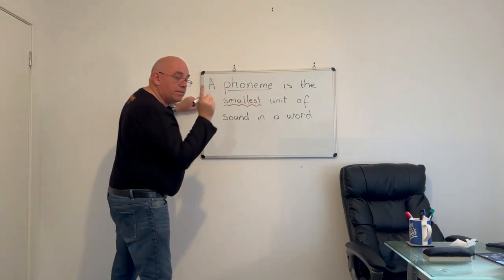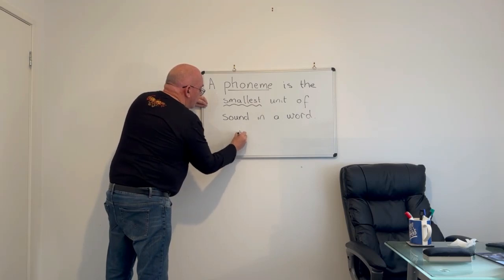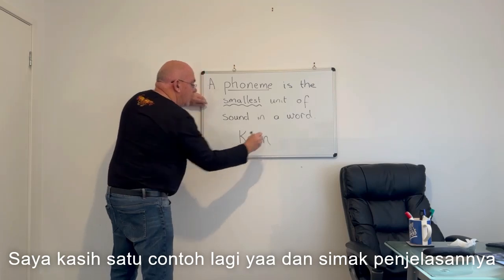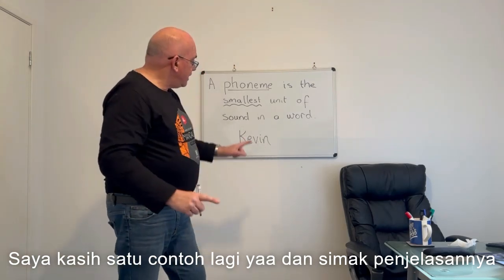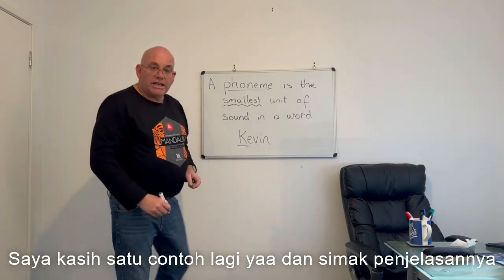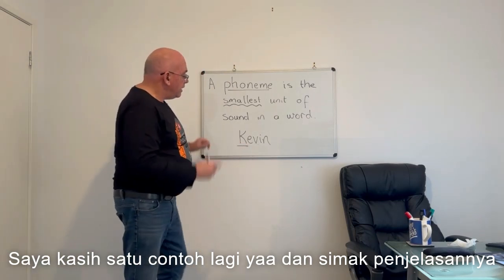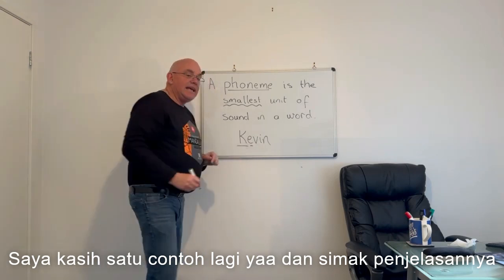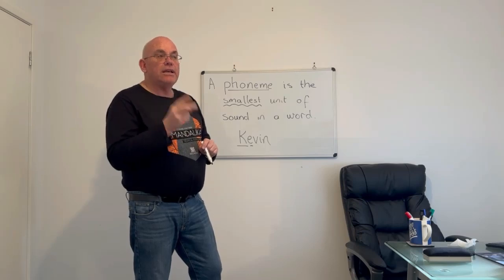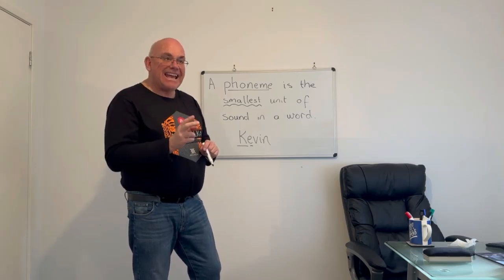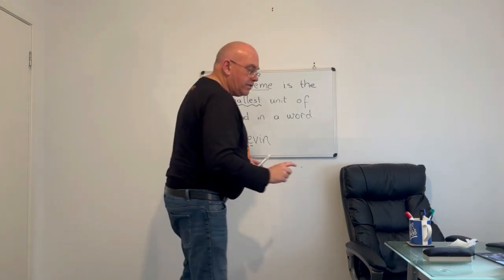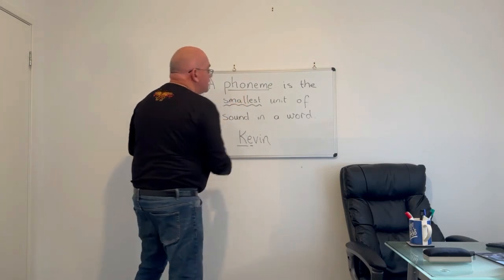So one more example before I move on. My name is, as you know, Kevin. So when you hear that, K is a phoneme. Alright, so K. The same with E. Kevin. You can hear K, K, E, Kevin. So that's the phoneme.